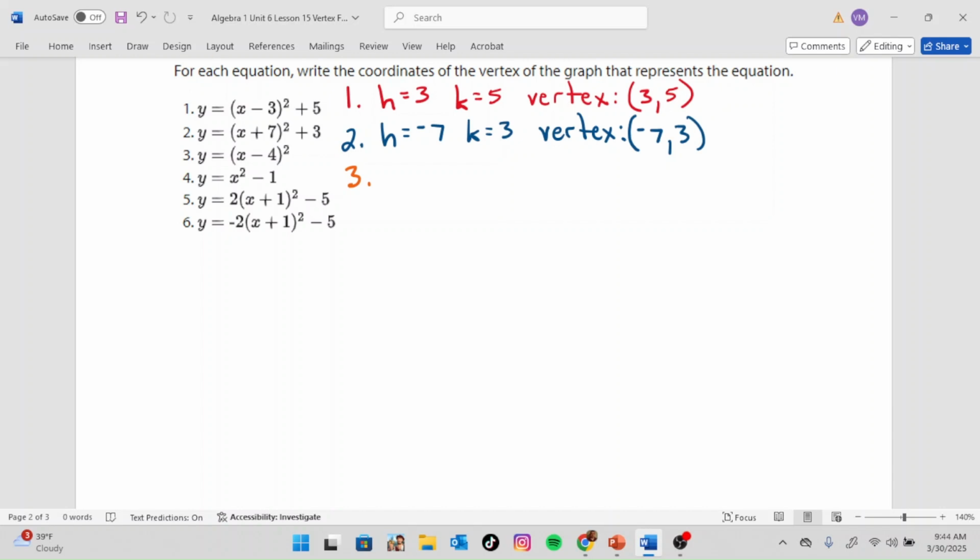Number 3. It's x minus h, so h equals 4, plus k. Well, there's nothing out here, so we can imagine that this says +0. So k is going to be 0. That means the vertex is going to be the point 4, 0.